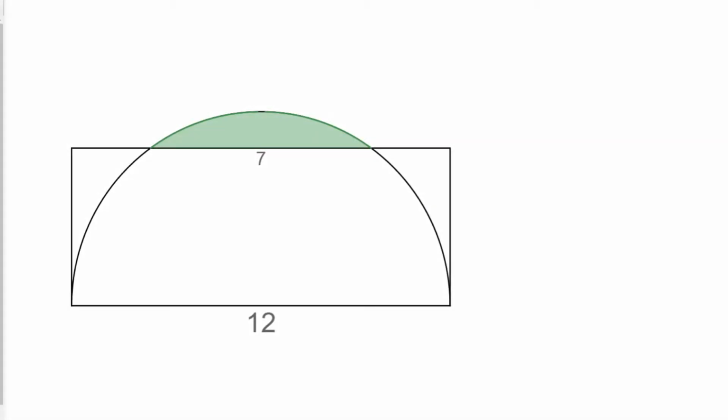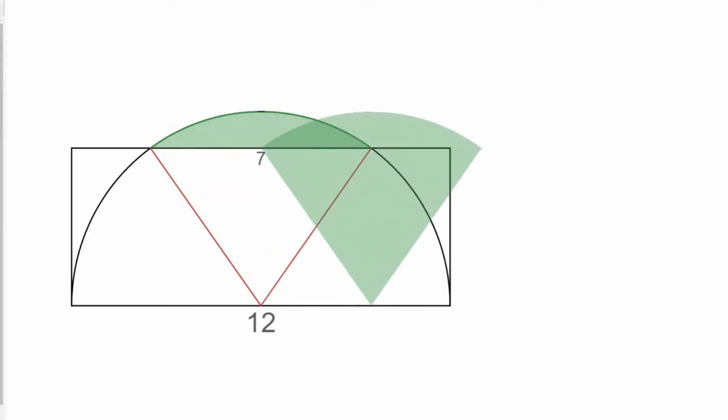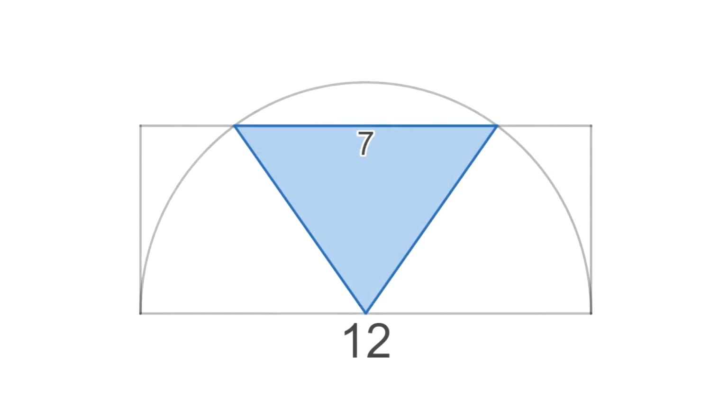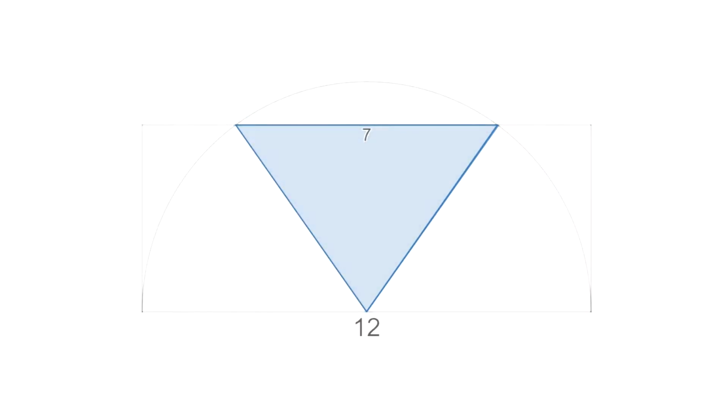Alright, for the green area, let us start by drawing two radii connecting the two shapes' intersection. By drawing these lines, we can visualize that this green area is simply the arc's area minus this triangle. With that idea in mind, let's take on the triangle. Two sides of the shape are just the radii, whose measures are 6, which is half the semicircle base. Moreover, this triangle's base is simply 7.